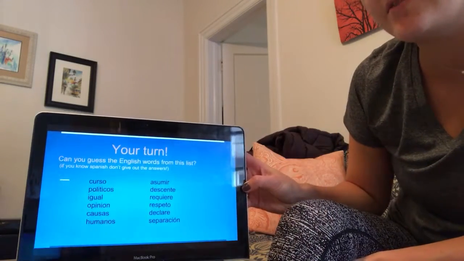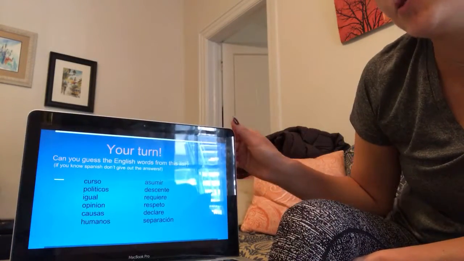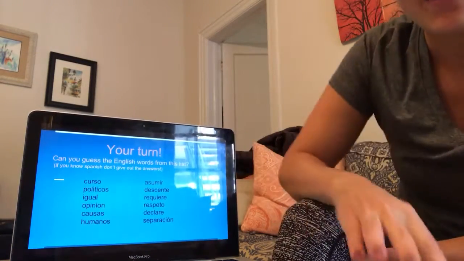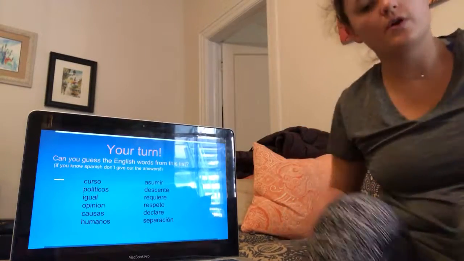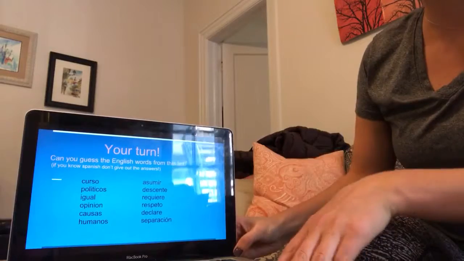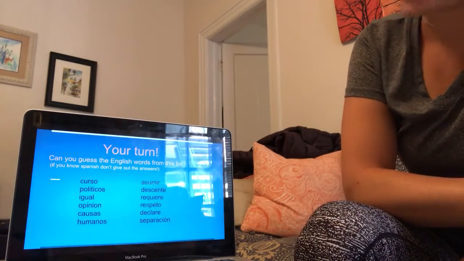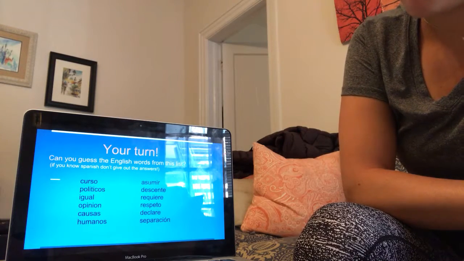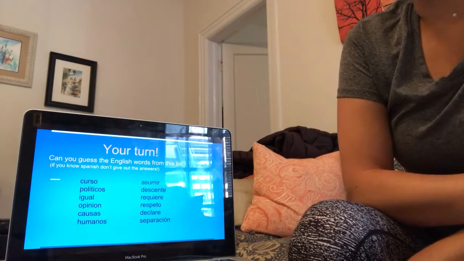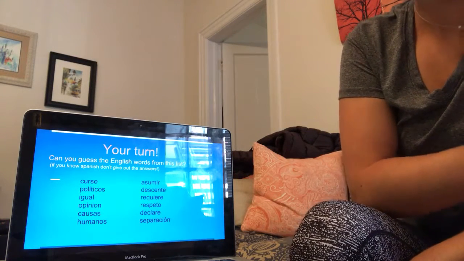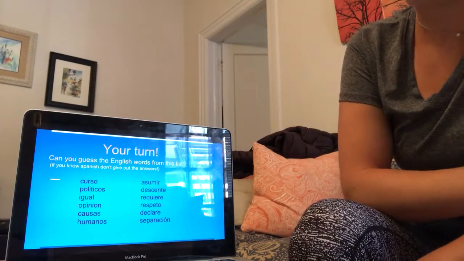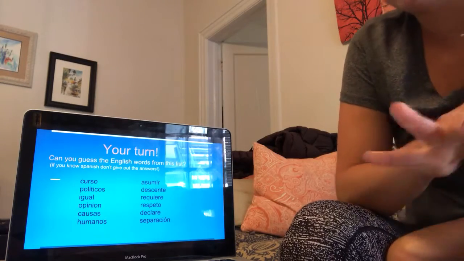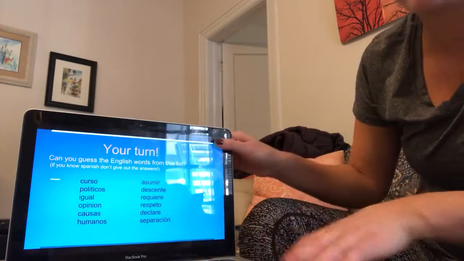Okay, so then this is a fun activity. Your turn. Can you guess the English words from this list? And if you know Spanish, don't give out the answers. I would have everyone work with a partner or by themselves to write down all of the English words from this list of Spanish cognates. Give them a few minutes to look at them. And then after they have tried to figure them out, ask them what they had for each word, but don't give them the answers until the next slide. So just to get a feel of what they were thinking.